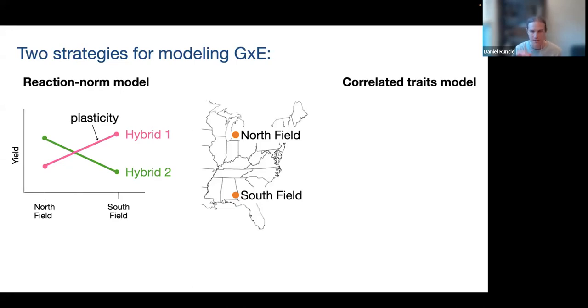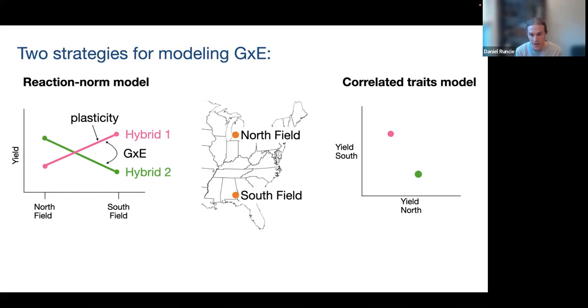We call the slope of this line the plasticity of the hybrid, and the difference in slope is the gene-environment interaction, or how different their responses are to the change in environments. Contrast that with the correlated traits model. Here we consider this experiment to be measuring two separate traits. Yield in the north field is one trait, and yield in the south field is another trait. Because they're different traits, each one gets its own axis. We don't put them on the same axis.